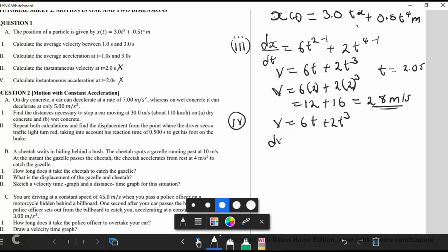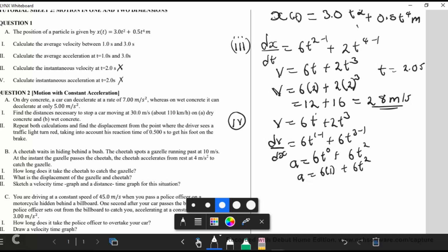So if I say dv over dt, then here we have 1 times 6, then 1 minus 1, plus 6t to the power 3 minus 1. After differentiating this one, it becomes acceleration. So it will be 6 times t to the power 0 plus 6 times t to the power 2. Any number to the power 0 is 1, so here it's 1 plus 6t squared. Then a is equal to 6 plus 6t squared.